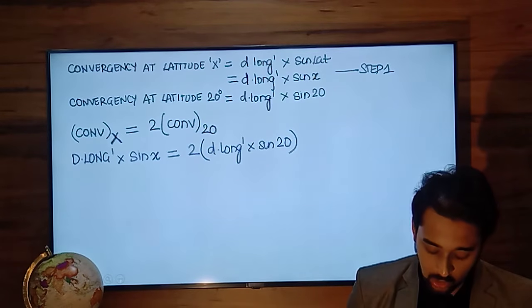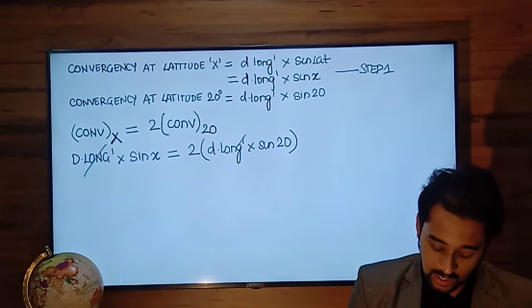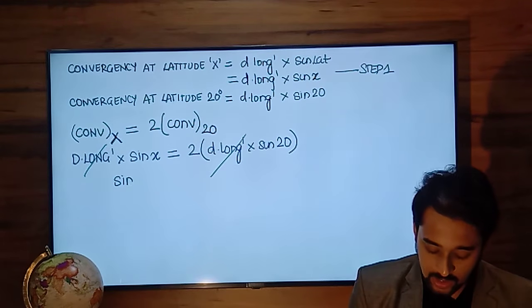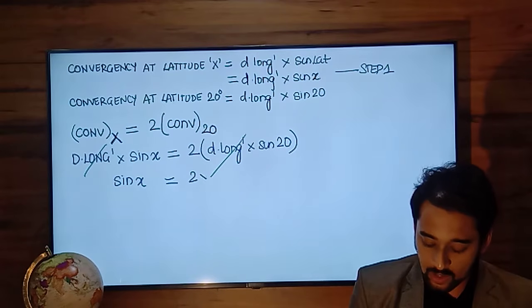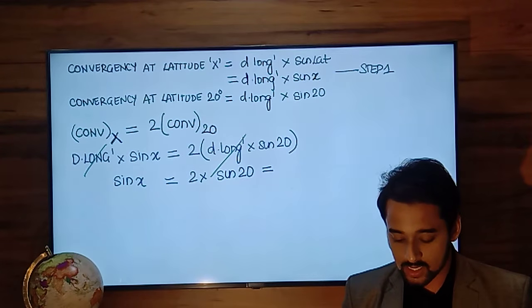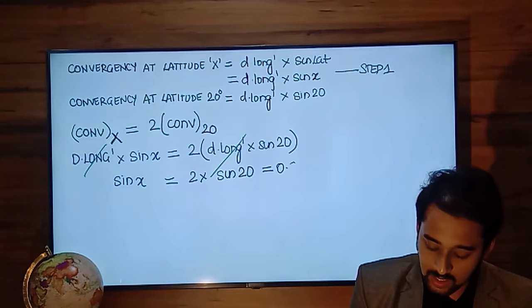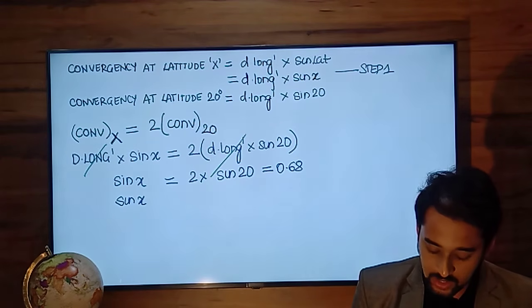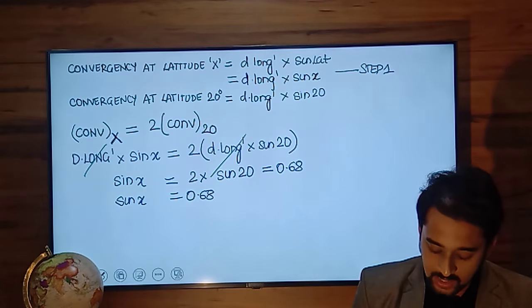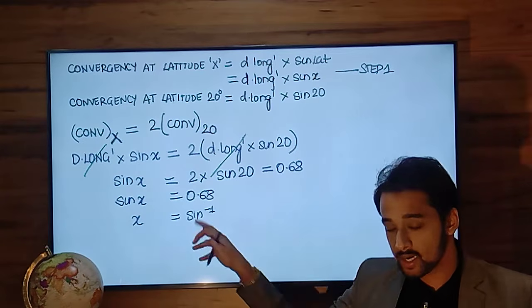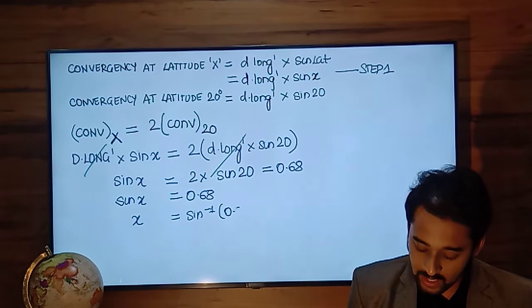So now what is common on both sides? That will get cancelled. D long cancels. So sine of x equals 2 into sine of 20, which is 0.68 something. So sine of x is equal to 0.68. So x is equal to sine inverse, this sine will go to this side, so sine inverse of 0.68.